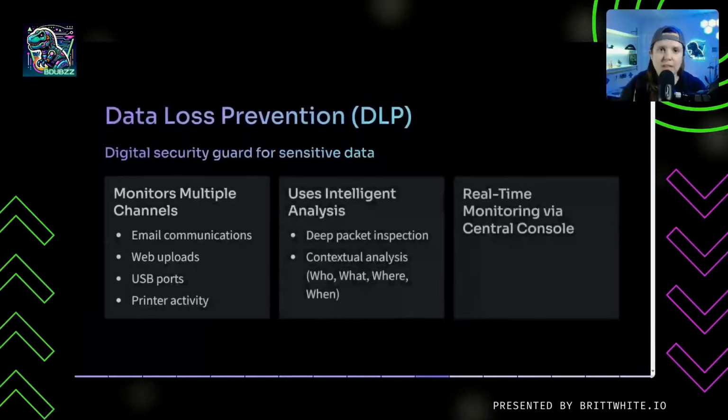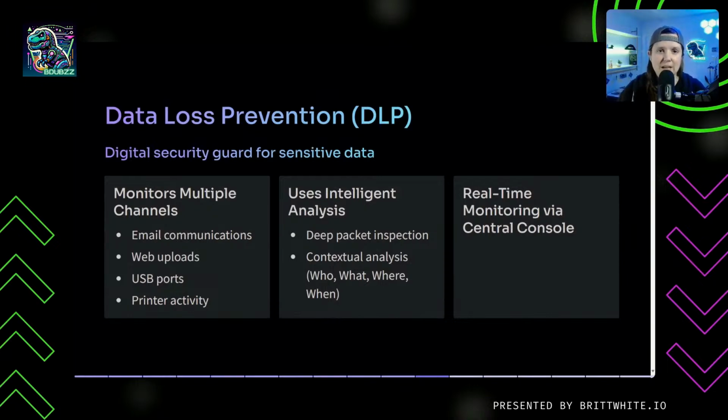DLP, on the other hand, or data loss prevention, acts as your organization's digital security guard. It's designed to detect and prevent sensitive data from leaking out, whether it's accidental or malicious. Think of it like having a security guard stationed at every possible exit point in your digital infrastructure, monitoring your email communications, your web uploads, USB ports, and even your printer activity, checking to make sure no confidential information is leaving without proper authorization.